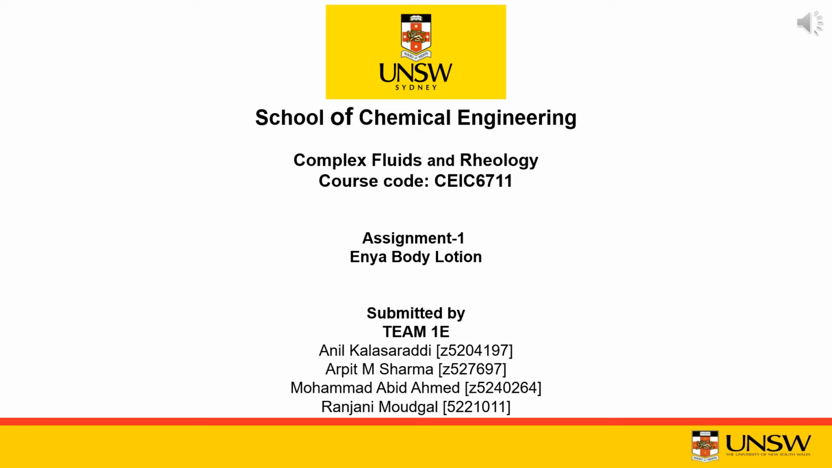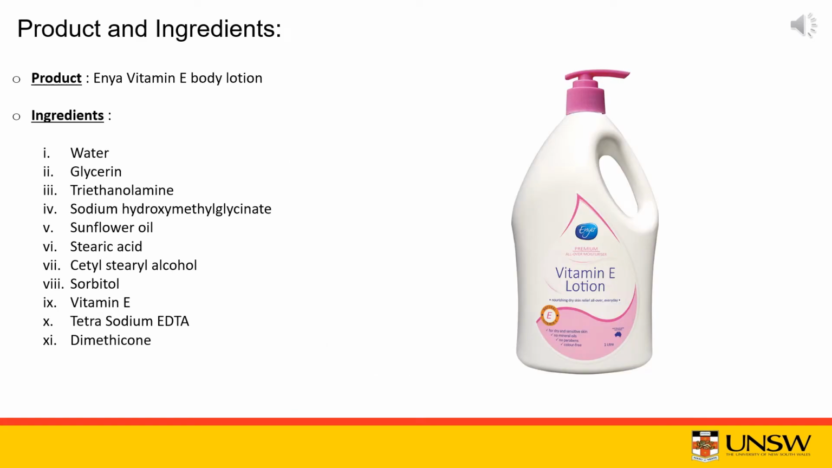We will be discussing the components and microstructures present in our product, which is the Enya Vitamin E Body Lotion. The major ingredients of this product are water, glycerin, triethanolamine, sodium hydroxymethyl glycinate, sunflower oil, stearic acid, cetyl-stearyl alcohol, sorbitol, vitamin E, tetrasodium EDTA, and dimethicone. We will be discussing each component in detail and see how these ingredients contribute to the properties of the lotion.